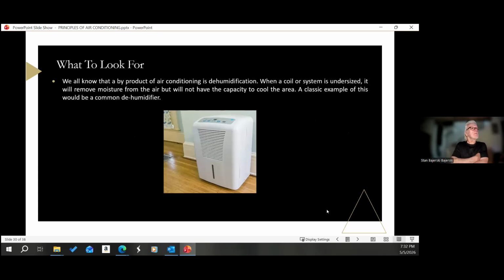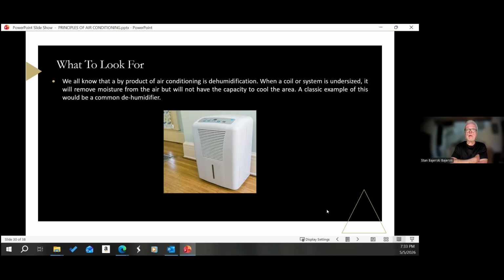So we all know that the byproduct of air conditioning is dehumidification, right? Because we have to have a pan underneath the coil to catch the condensate and drain it away. So we are taking moisture out of the house. When a coil or system is undersized, it will remove moisture from the air, but will not have the capacity to cool the area. So a classic example of this would be a common dehumidifier. That is a mini air conditioning system so small that it cannot cool, but it will remove moisture from the air. That's all it is intended to do.